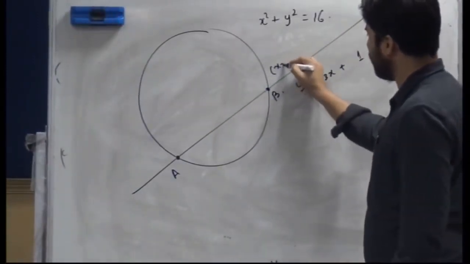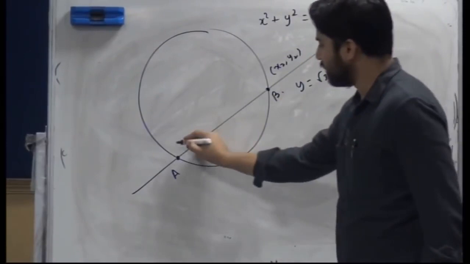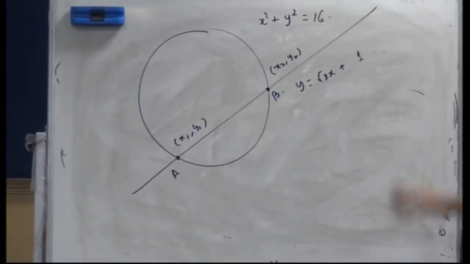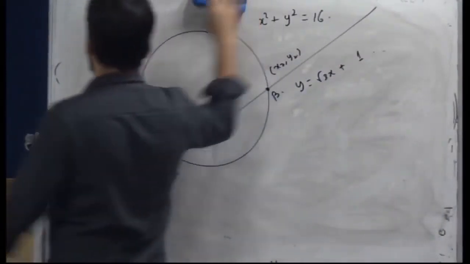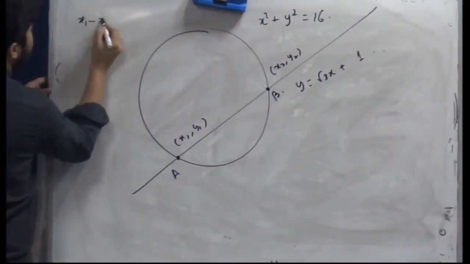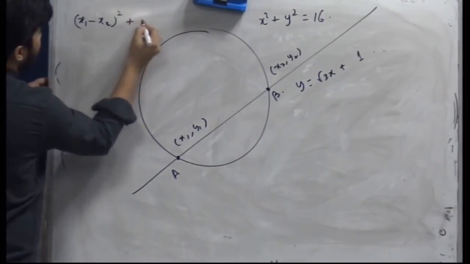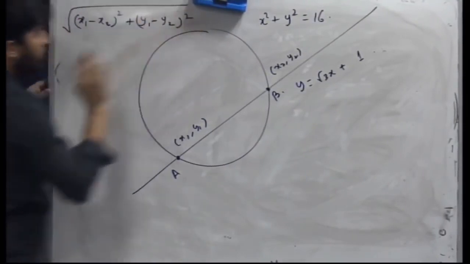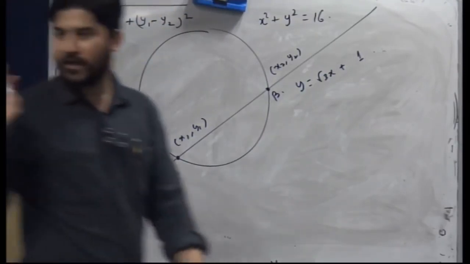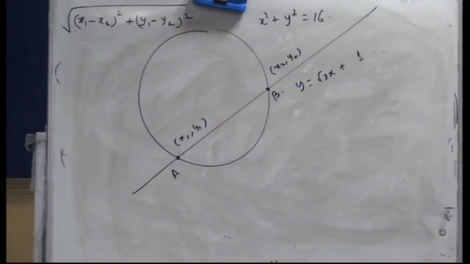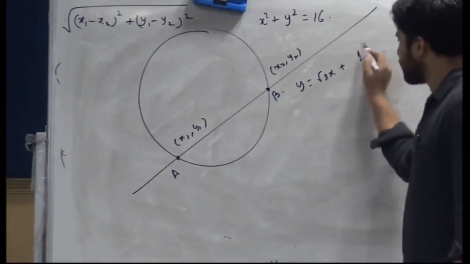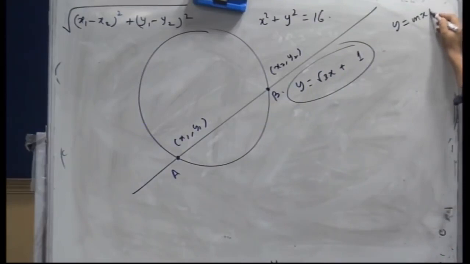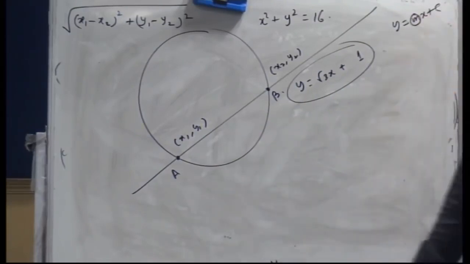So this is x2 comma y2 and this is x1 comma y1. Now he knows what you have to find. His goal is the under root of x1 minus x2 whole square plus y1 minus y2 whole square. He is very clear about his goal, right? Now he knows the slope of this line: y is equal to mx plus c. You have studied that, so m represents the slope.